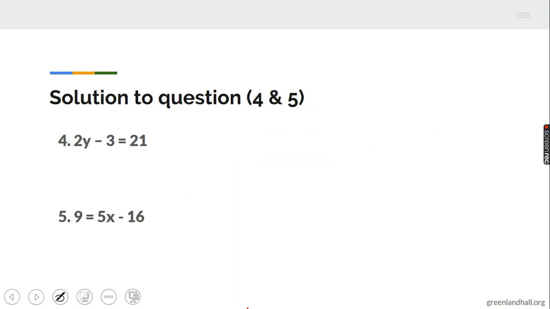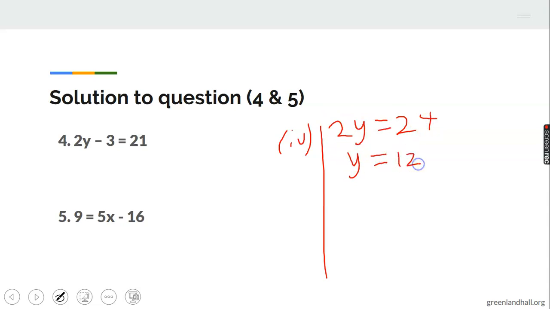Now the next question, this is question 4. 2y minus 3 equals 21. How do you do this? Add 3 to both sides because you want the unknown to be on a separate part. That will be 2y equals 24. That means y equals 12. That means you have y here and you have 12 here. Is it balanced? Yes, it's balanced.